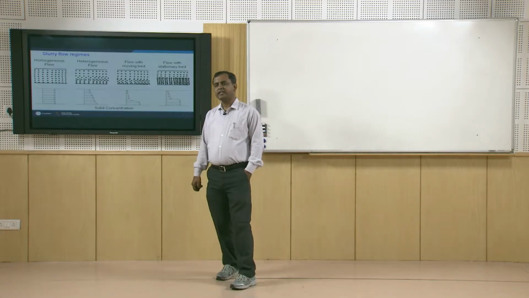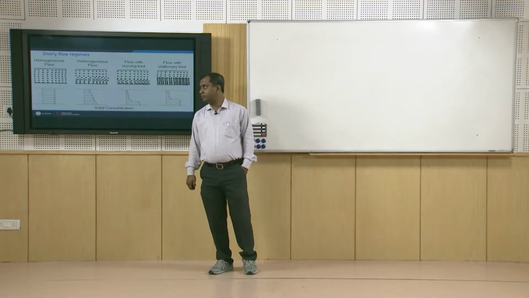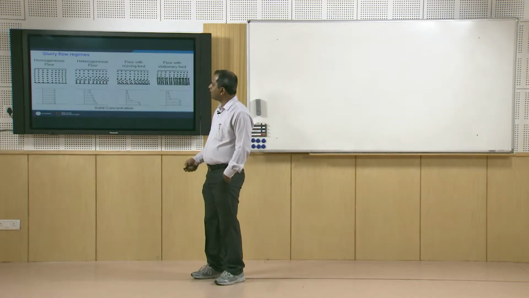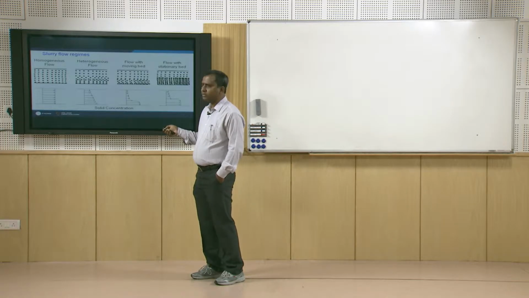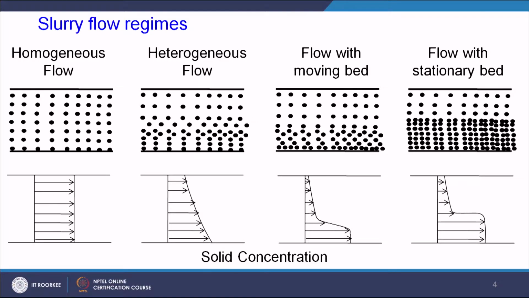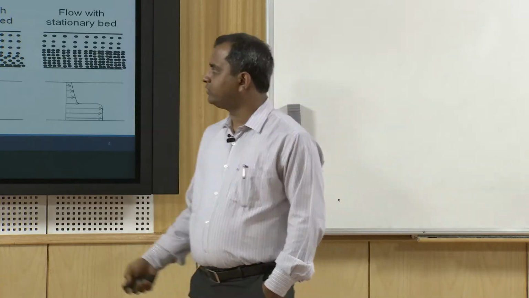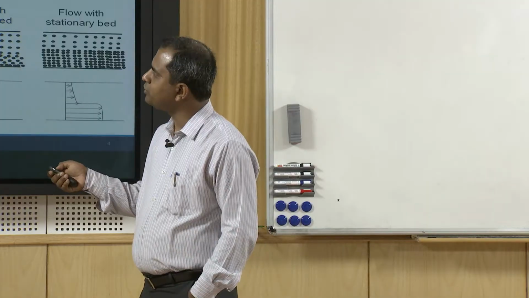Next, let us see, while we are having slurry flow, what different flow regimes are possible. We will be starting with a very low liquid velocity. We will find that slurry flow regimes, depending on the dispersion of the solid in the liquid, can be classified into several categories. Starting from this one, which is homogeneous flow.